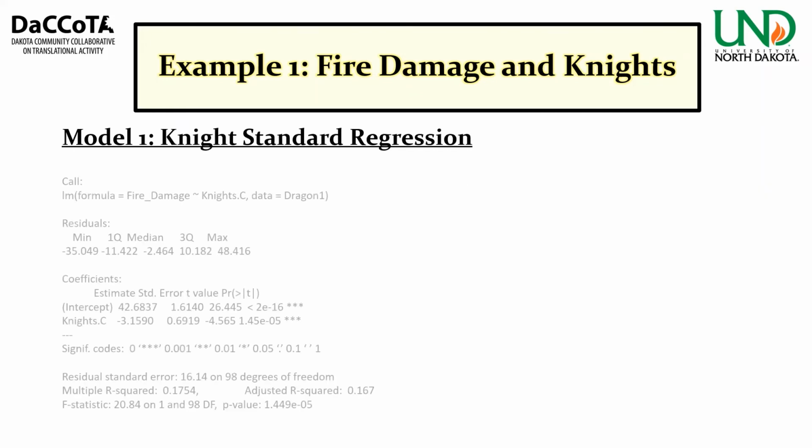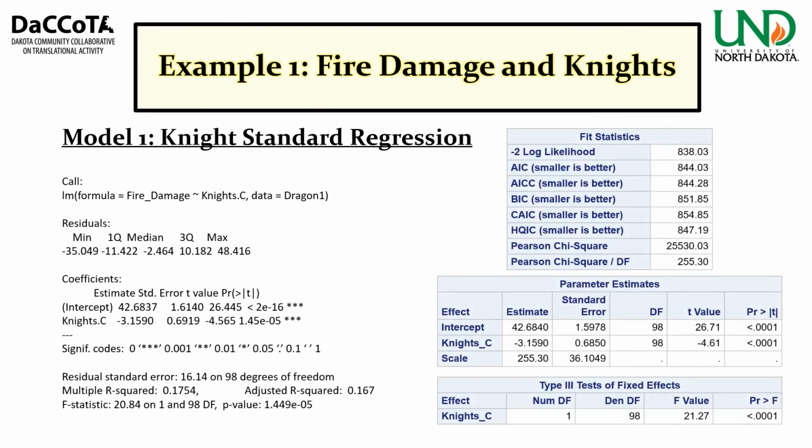So outcome here, knights significantly negatively predicted fire damage because this coefficient was negative, and the p-value was significant. You see the same thing over here with the knights and their p-values.